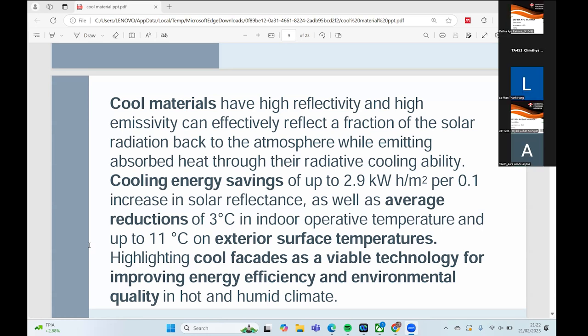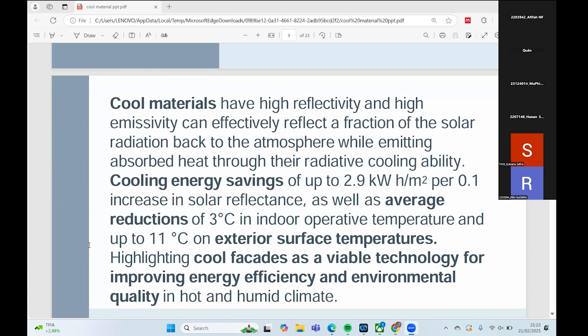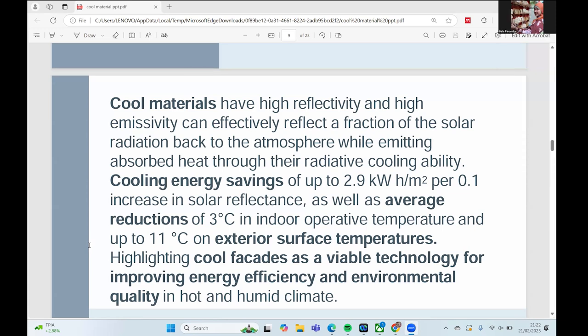And when we use the cool material, it can give cooling energy savings of up to 2.9 kilowatt hours per square meter. So when we say we can achieve an average temperature reduction of like 3 degrees Celsius, it can make energy savings for the indoor thermal operative temperature.